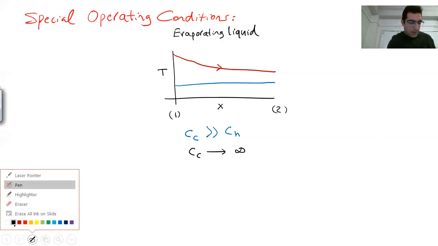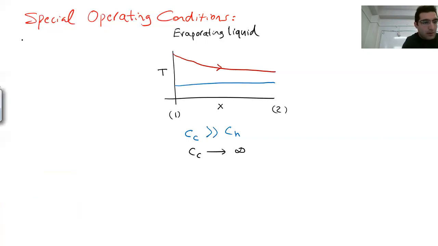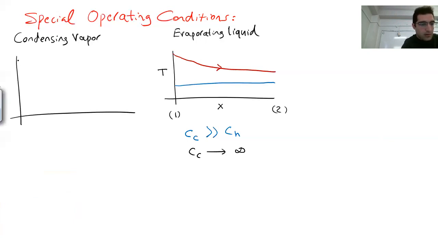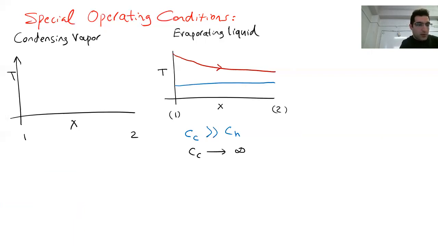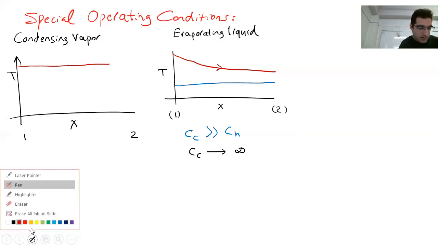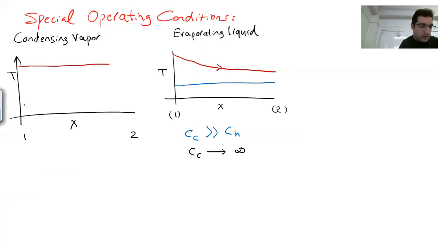You can also have a condensing vapor condition. For T and X, location one and location two, imagine you have a vapor to liquid phase change, which releases heat at constant temperature. So the temperature for the hot fluid, I show as a straight constant line, which means that vapor to liquid phase change occurs at a constant temperature and it releases heat, which means that you're providing heat to the other fluid. So the temperature of the other fluid increases from point one to point two.